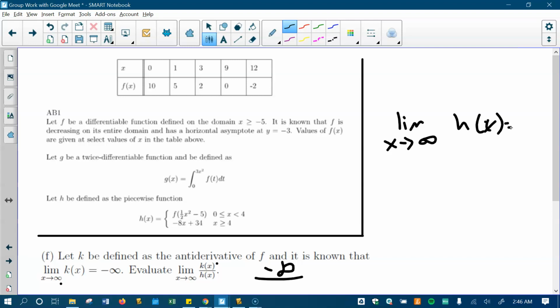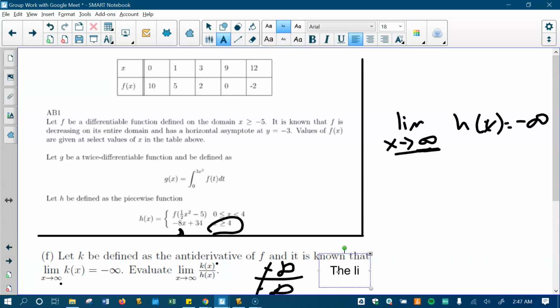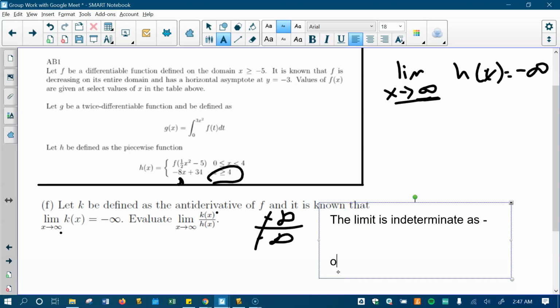Okay, so h of x is here. When x gets really, really big, I need a big number. And when I plug in infinity in here, I get -8 times infinity, which is negative infinity. So I get negative infinity. Well, negative infinity over infinity is just infinity over infinity, basically. So we have to say that the limit is indeterminate, negative infinity over infinity. I'll write that in. So L'Hopital's rule can be applied to solve the limit.